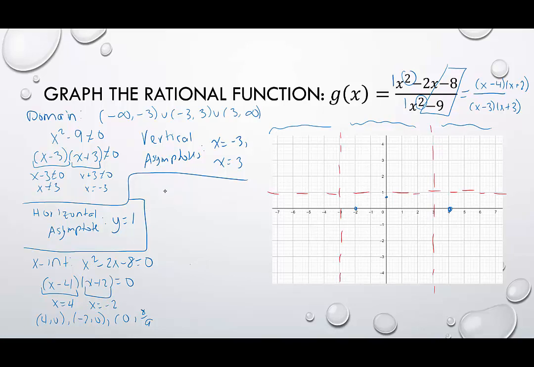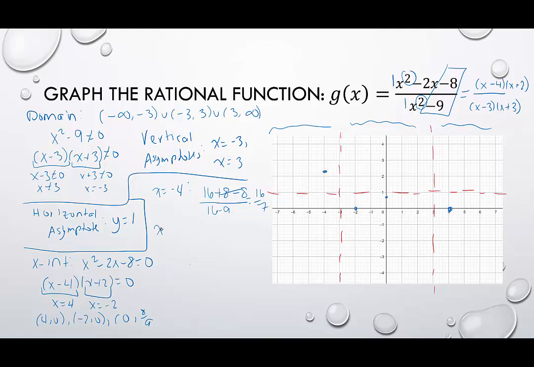So if I plug in -4, I'm going to get, and I'll just do it there. -4 squared is 16, minus 2 times -4 will be +8, because that's negative times negative, and then minus 8. So those are going to cancel. I have 16 in the numerator. In the denominator, I have 16 minus 9, so I end up with 16 over 7. 16 over 7, that's 2 and 2/7. So (-4, 2 and 2/7) will be maybe like right here.